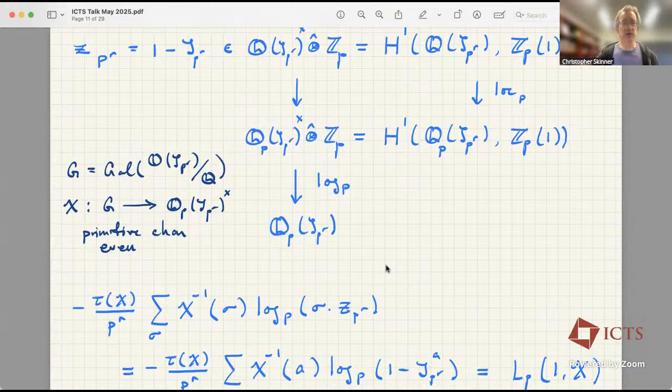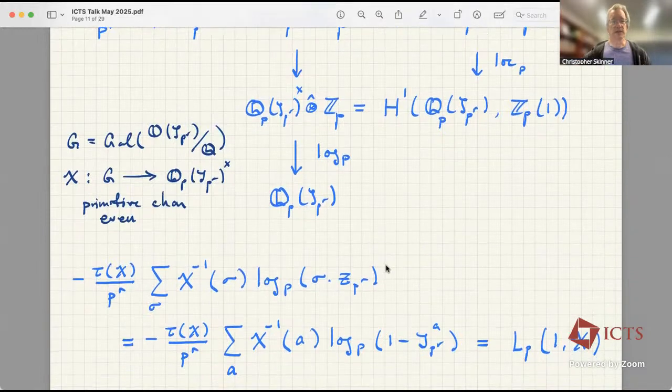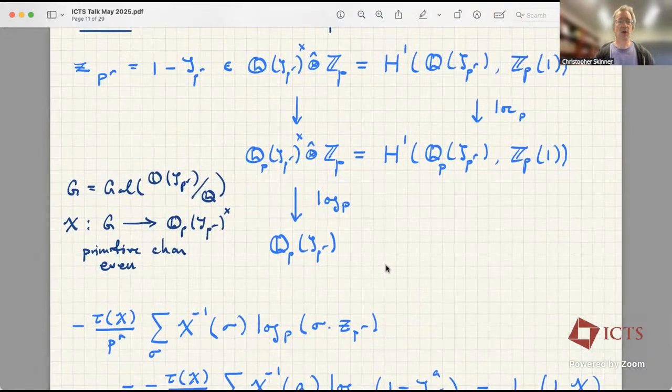I have an action. Let's say G is the Galois group of Q(zeta_p) over Q. Let's take chi to be a primitive even character of this Galois group, which takes values in the local field. Then if I look at the element zeta_{p^r}, which came from Kummer theory, this is an element of H^1 of Q(zeta_{p^r}). So there's an action of the Galois group G on the cohomology group, and that's compatible with the action of the Galois group on the elements in Kummer theory.